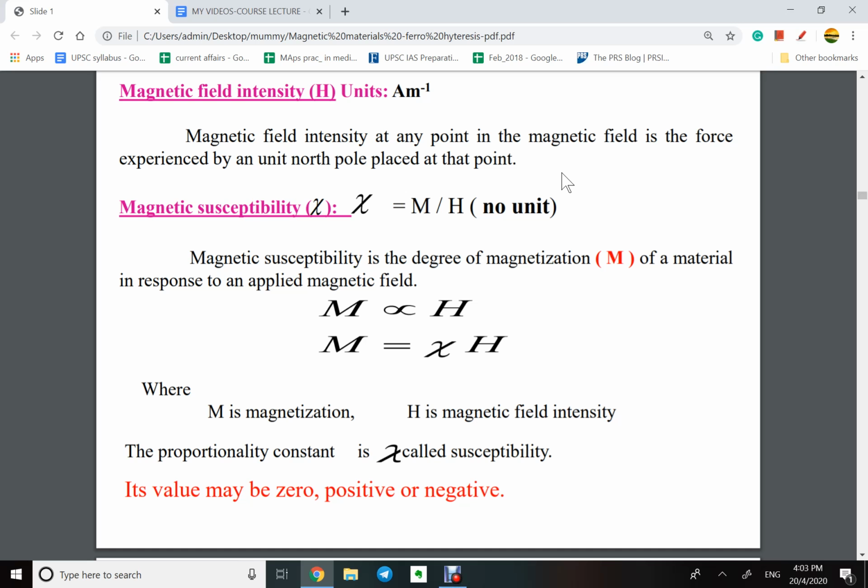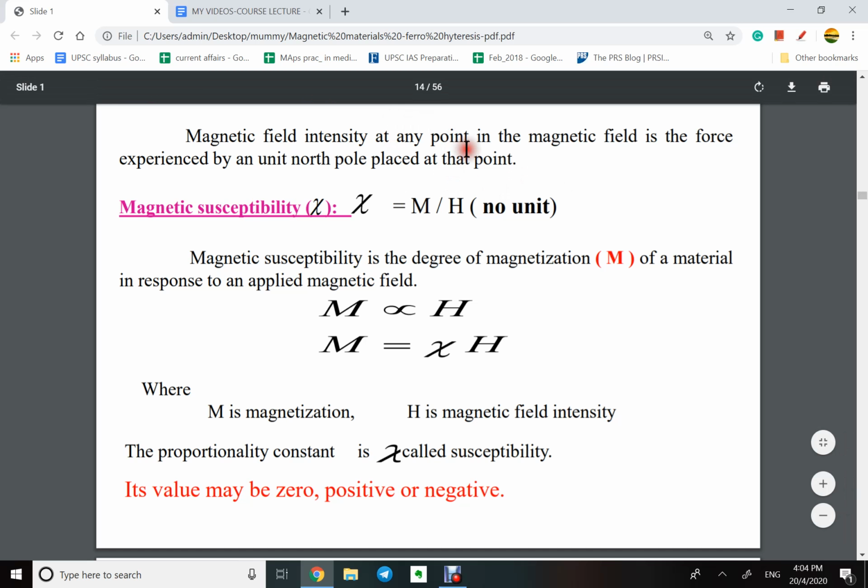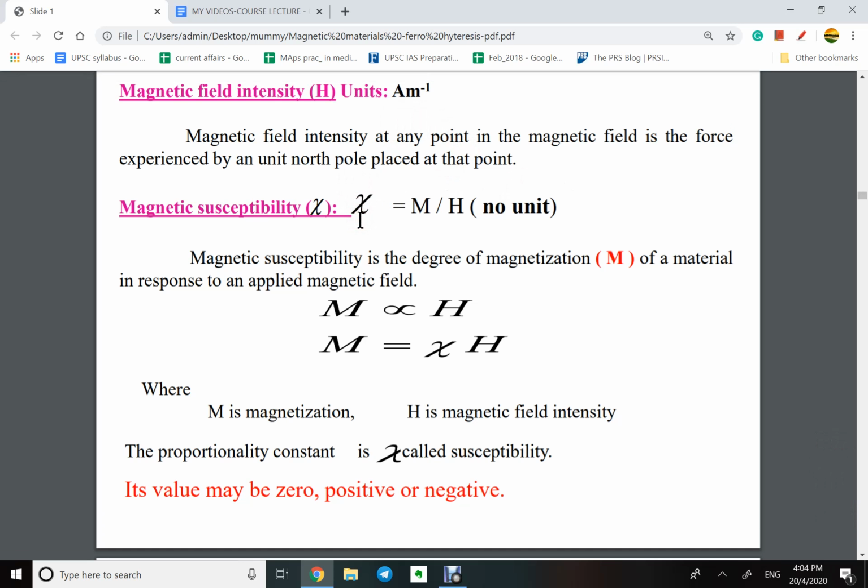So the magnetic field intensity at any point is the force experienced by a unit north pole placed at that point. Unit is ampere per meter. Then comes the next definition, magnetic susceptibility. From the word susceptible, you can understand how much the material is susceptible to the magnetic field to which it is subjected. The symbol is chi, which is equal to intensity of magnetization by applied magnetic field. So, chi is defined as the ratio of M and H.